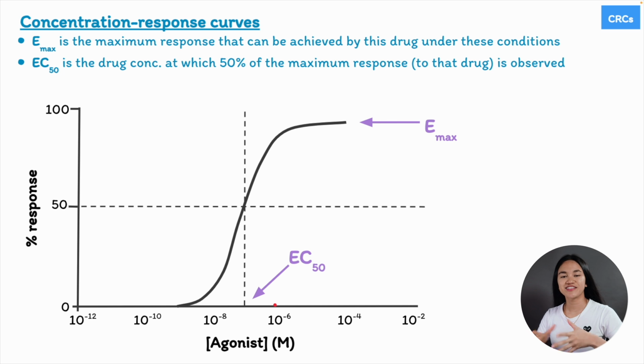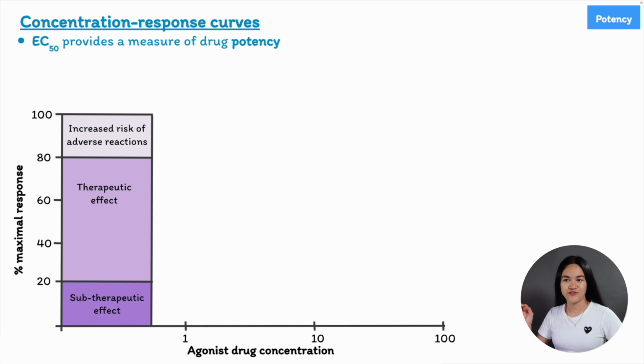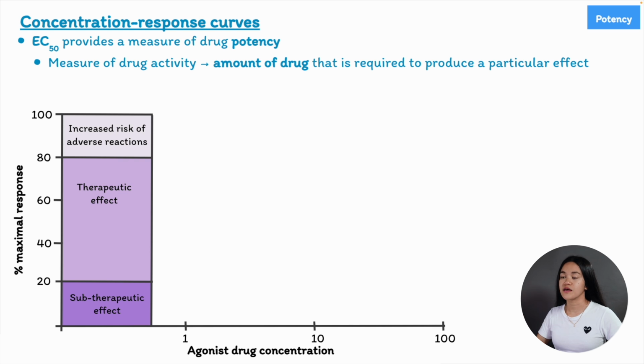All right, let's introduce another concept in pharmacology, which is potency. The potency of a drug is measured by the EC50 value, which represents the drug concentration that produces 50% of the maximum response to that drug. It provides valuable information about drug activity and the amount of drug required to produce a specific effect. If a drug has a high potency, it means that a lower concentration of the drug is sufficient to achieve the desired effect, whereas a drug with low potency requires a higher concentration to produce the same effect.